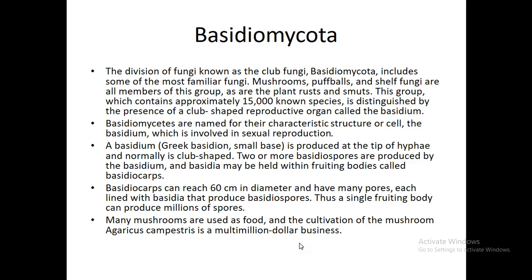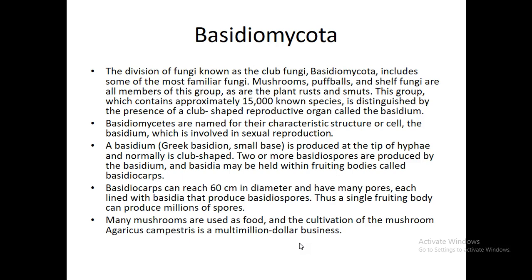Basidiocarps, you can resemble them with the ascocarp. It's just like that, but it's club-shaped. In width it is more circular and elongated, and it can reach almost 60 centimeters in diameter, and it has many spores, and it is lined with basidia that produce basidiospores. A single fruiting body can produce millions of spores because it is lined with many of the basidia.